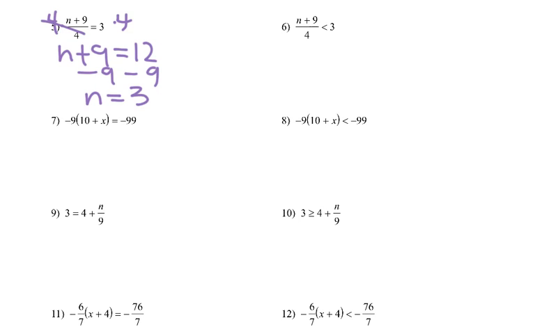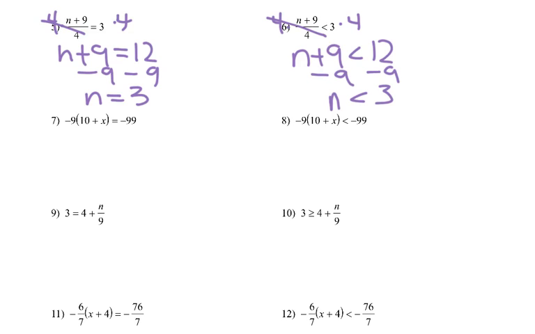Okay, if we look at what 6 is, with n plus 9 divided by 4 is less than 3, still if we knew what n was, we'd still add 9 and then divide by 4. So I still start by timesing by 4. And then subtracting by 9. I get n is less than 3. Okay?